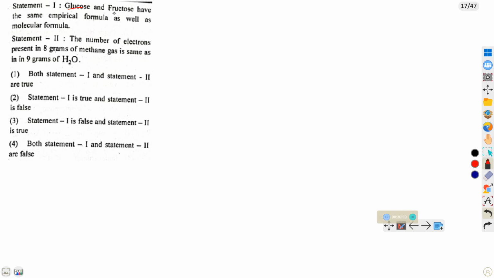Glucose and fructose have the same molecular formula and empirical formula. Yes, glucose, fructose molecular formula C6H12O6. Empirical formula is CH2O because empirical formula is the simplest ratio of different atoms present in a molecule.